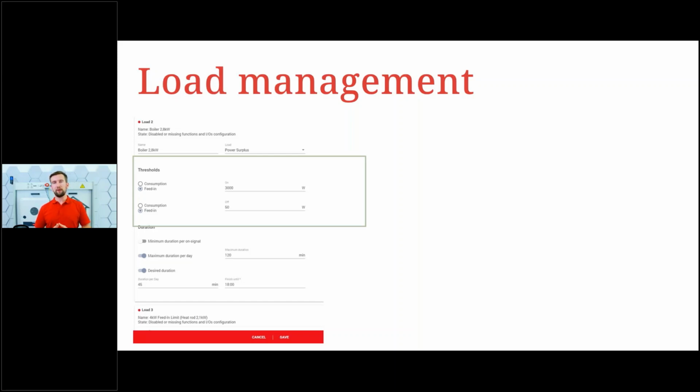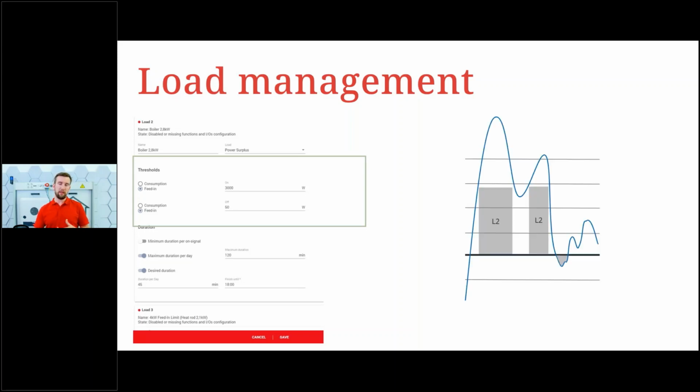With consumption, as soon as I fall below a certain consumption, I would be able to switch on, or if I exceed a feed in, I'll switch on. Vice versa, when it comes to the off thresholds, if I exceed a certain consumption, the load will switch off. If I fall below a certain feed-in, then my load will switch off. So I'm always trying to see a more positive energy balance with my load management here. In this case, we have 3000 watt to switch on, feed in, and a feed in of 50 to switch off. So that might give me a curve something like this.